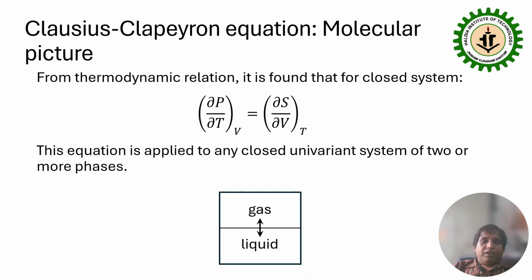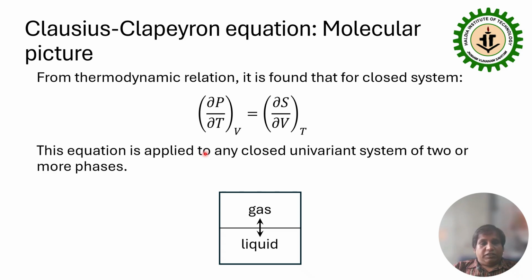From the thermodynamic equations, or from the Maxwell equations, we can easily prove that (∂P/∂T) at constant V is equal to (∂S/∂V) at constant T. This means that the change in pressure per unit change in temperature at constant volume should be equal to the change in entropy per unit change in volume at constant temperature.